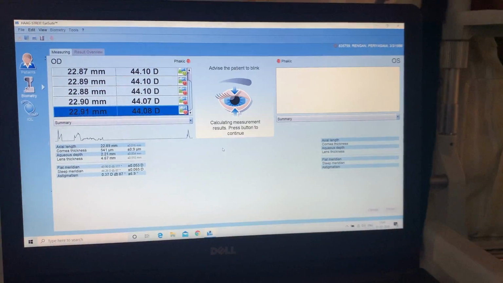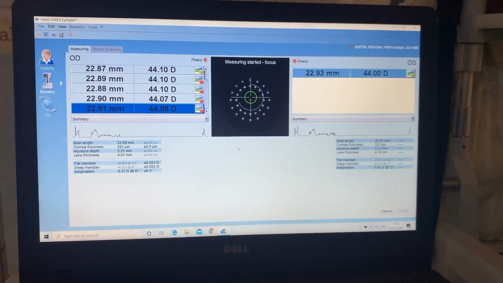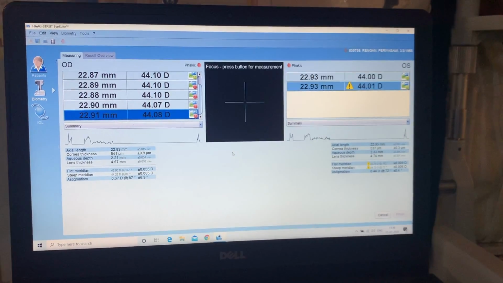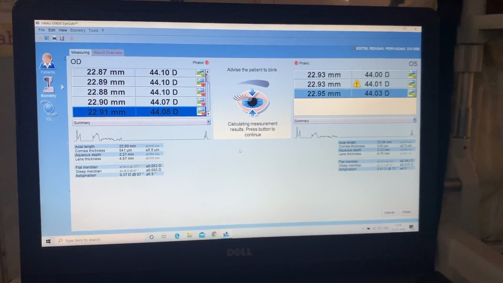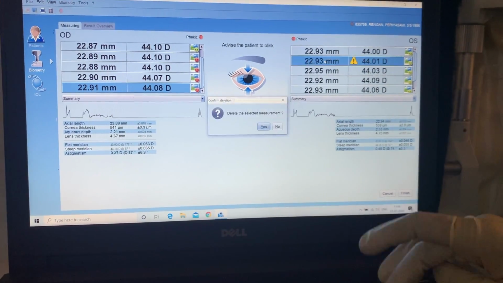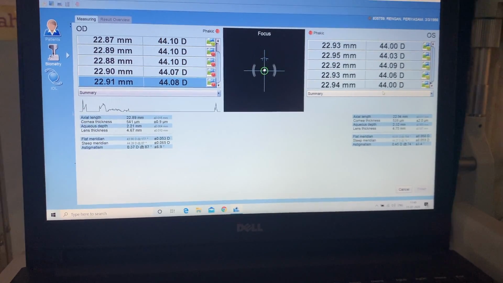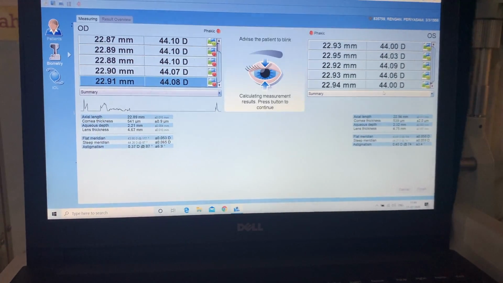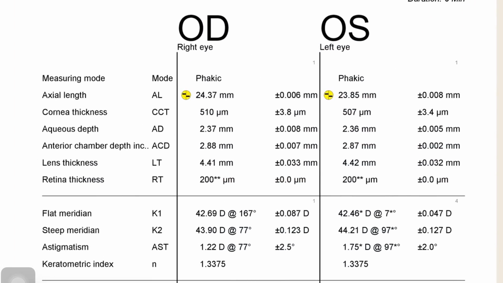At first, optical biometry is done, and it is imperative that we measure both eyes. Always advise the patient to blink just before acquiring each measurement. Whenever an alert is noted, that value needs to be deleted and retaken. Following acquisition, we need to validate the data, verify the patient information, and then the measuring mode. Never overlook such highlights.